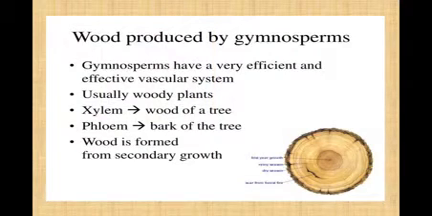Wood produced by gymnosperms. Gymnosperms have a very efficient and effective vascular system, usually woody plants. The wood of a tree is xylem and the bark of the tree is the phloem part of the plant. Wood is formed from the secondary growth. As we all know, there are two types of growth, primary growth and secondary growth. Wood is formed from the secondary growth.